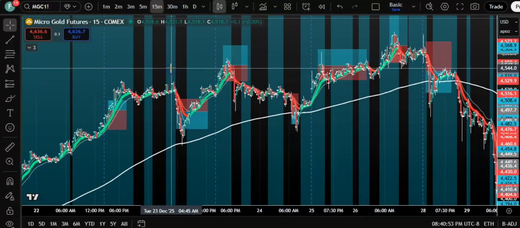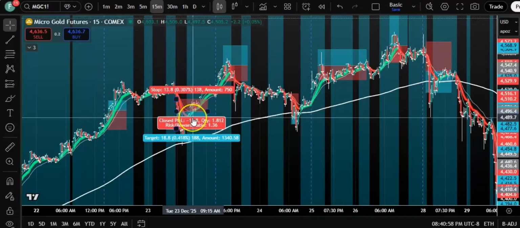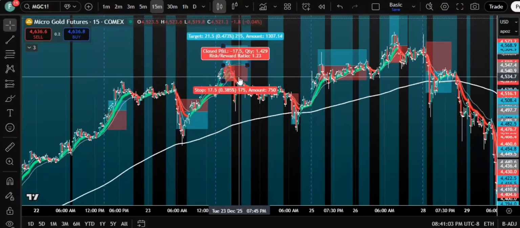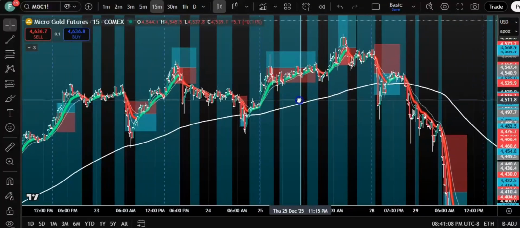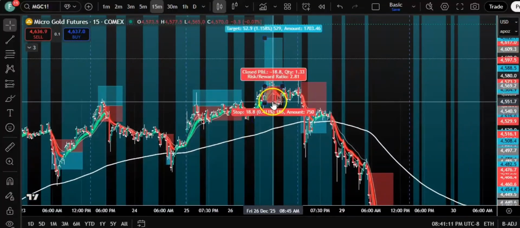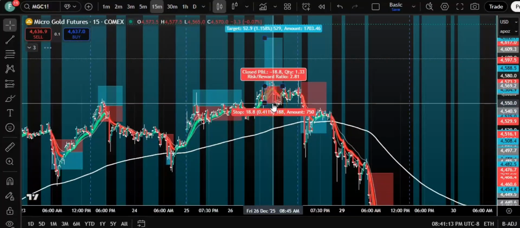hit TP. This trade hit TP. This trade was a loss. This trade was a loss. See, this trade was a loss. So that's 3 losses right there.